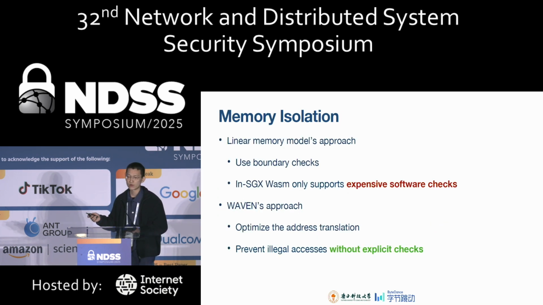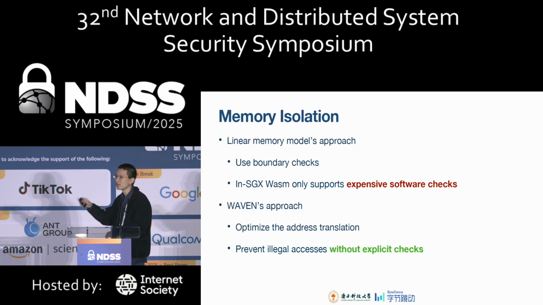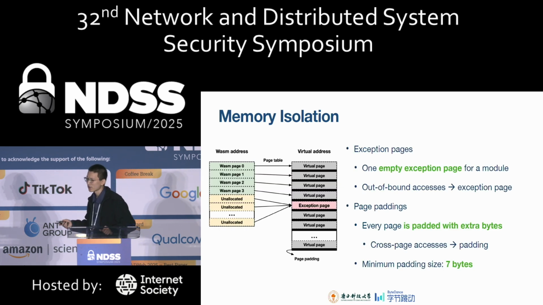To enforce memory isolation, linear memory uses boundary checks, but in SGX, they can only use expensive software checks. So to address this, WAVEN optimizes the address translation and prevents illegal accesses without checks. This is how we enforce memory isolation.